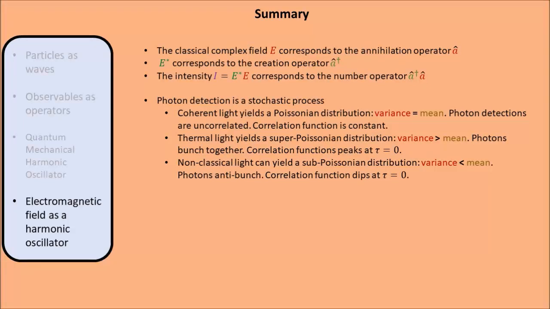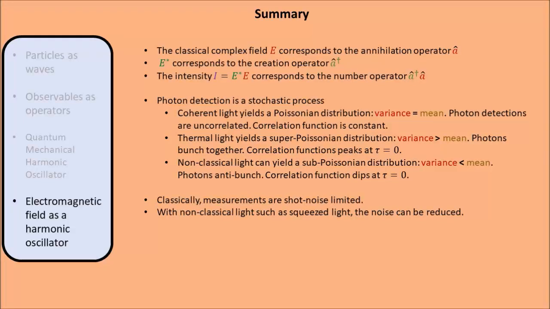Because photon detection is a random process that follows at best a Poissonian distribution in the classical case, measurements are shot noise limited. This limit can be overcome using non-classical light, such as squeezed light.